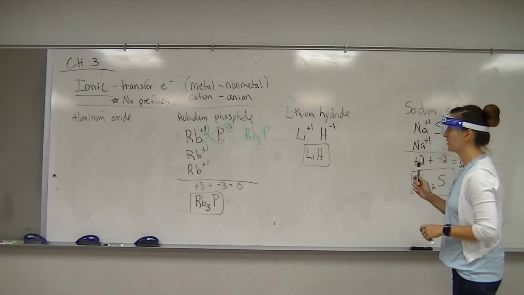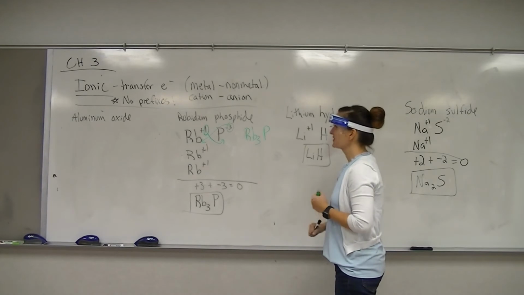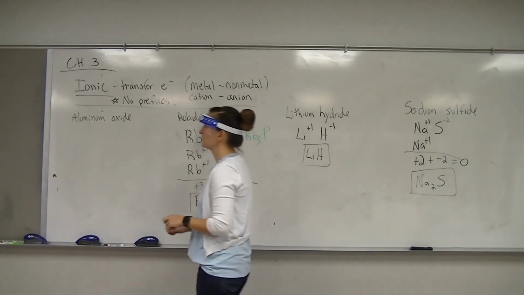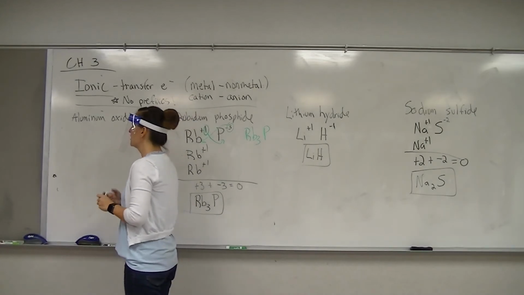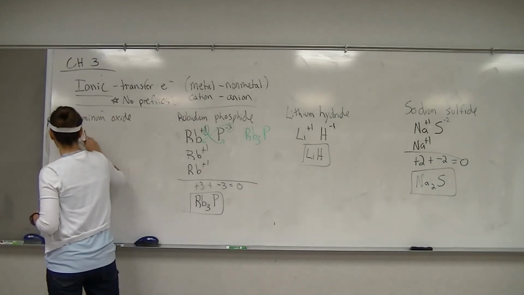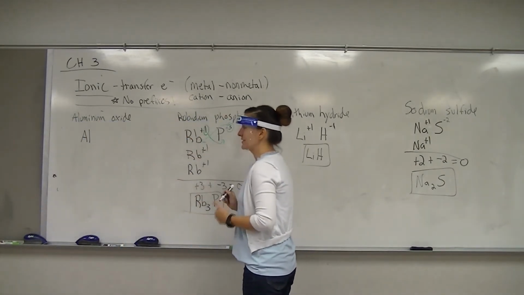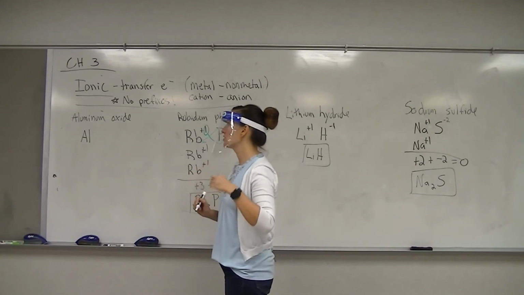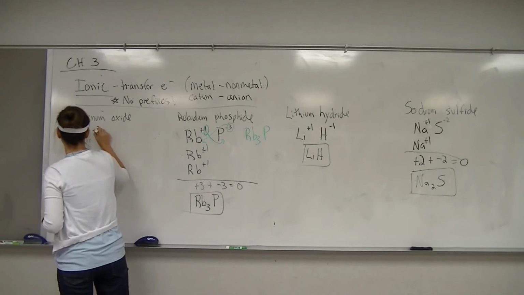All right, let's try one without an alkali metal. The last one I have up here is aluminum oxide. Aluminum is in group 13, so it's on that zigzag line, but it is a metal. Aluminum is Al, right below boron. Since it's a metal with 3 valence electrons, it's going to lose all 3 to become a +3 ion.